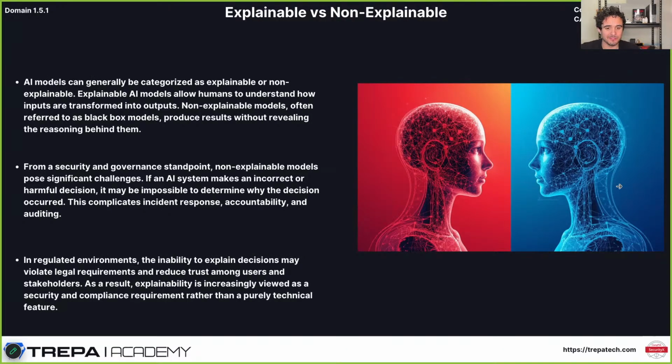Okay, explainable versus non-explainable. AI models can generally be categorized as explainable or non-explainable. Explainable AI models allow humans to understand how inputs are transformed into outputs. Non-explainable models, often referred to as black box models, produce results without revealing the reasoning behind them.